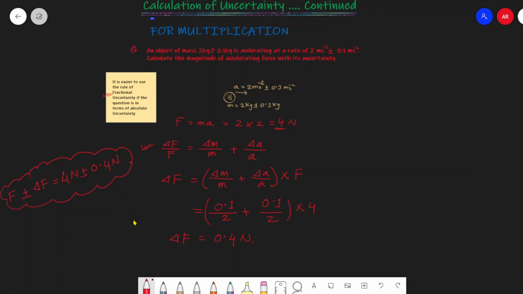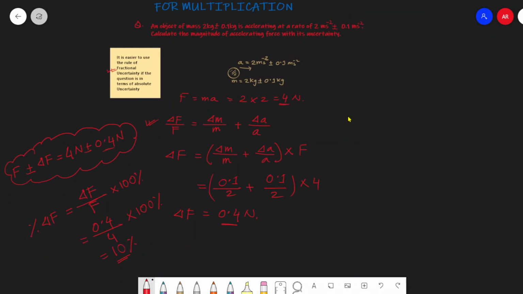So if you want to find the percentage uncertainty of this force, how do we get it? The percentage uncertainty of F is the absolute uncertainty divided by its value, multiplied by 100%. The absolute uncertainty, as we already calculated, is 0.4, divided by 4, times 100%. So it is going to be 10%. So the percentage uncertainty is 10%.